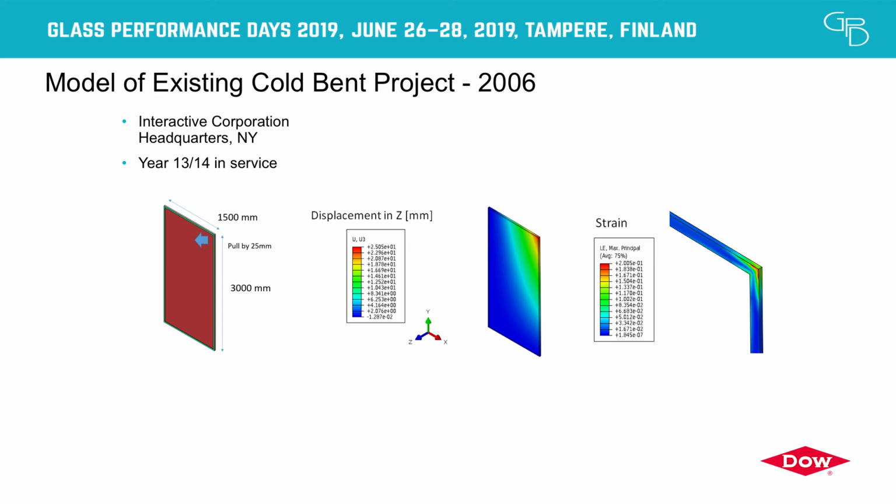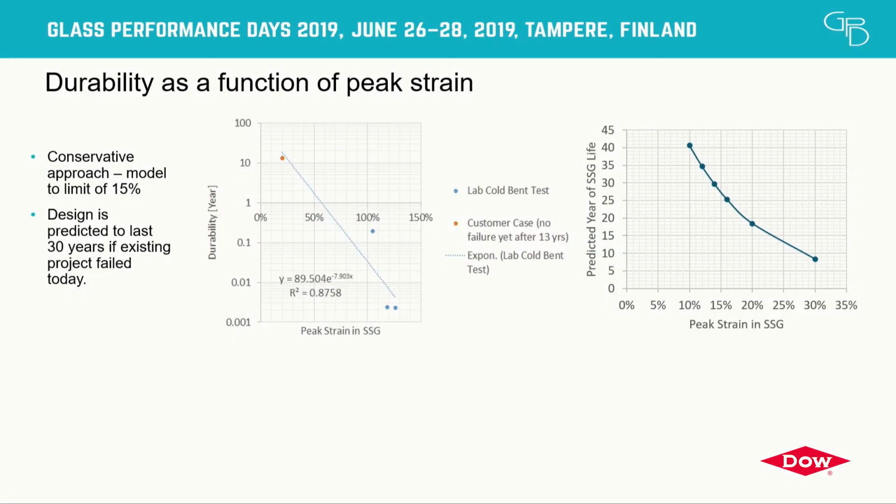So in reality, the project's not failed. There's no indication that the sealant's failing, but it gives us another point to put on our graph to see if we can start to predict at what point, or are there better ways to design cold vent glazing and incorporate this max principal strain in there to ensure or increase durability. And for this project, the max principal strain was around 20% in the model.